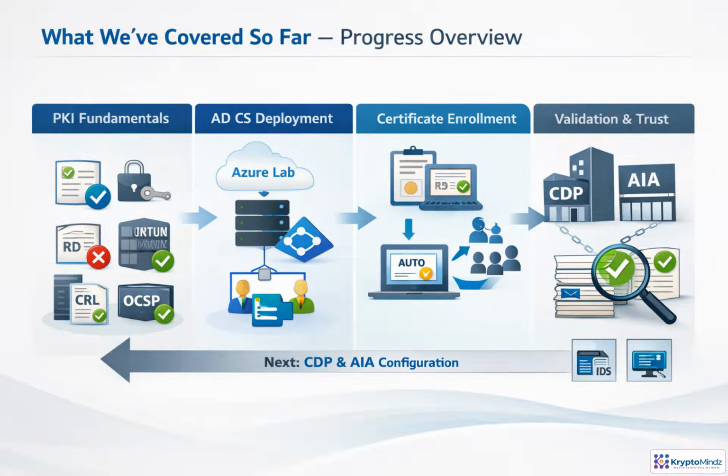You've already built a solid foundation. First, you learned the core PKI concepts: keys, certificates, trust chains, and revocation, using CRLs and OCSP. Then you built an Azure-based ADCS lab and designed your enterprise PKI. Finally, you deployed an enterprise CA and enabled both manual enrollment and auto-enrollment.